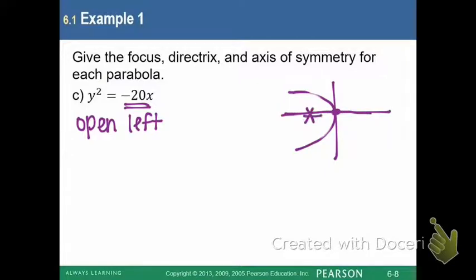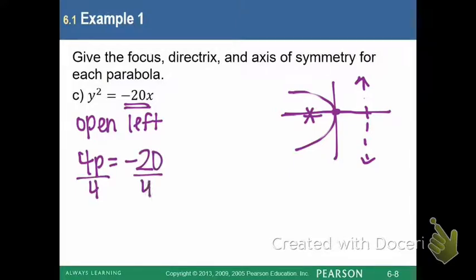So I know the focus will be inside on the left, and then the directrix will be over here on the right side. Okay. So again, I need to find the value of p. I always do 4p equals, in this case, negative 20. So that gives me p equals negative 5. Okay, so over here in my picture, I would go left 5 units to draw in the focus, right 5 units to draw in the directrix.